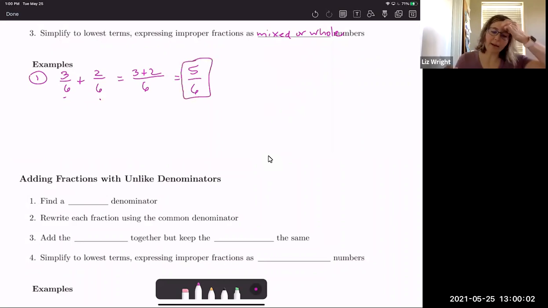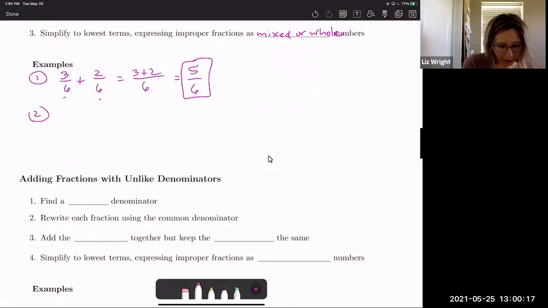You would always assess it at the end and ask yourself, can I reduce that? Is there any common factor I can take out of the numerator and the denominator? And if the answer to that is no, then you just keep going. So our answer is 5/6.